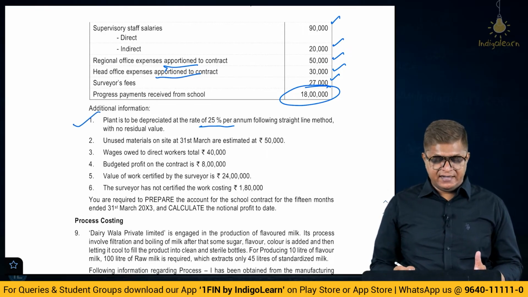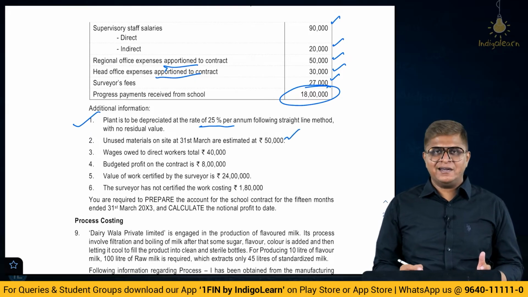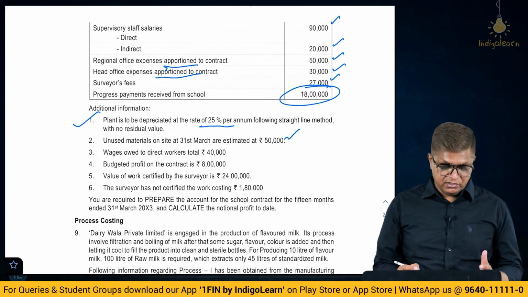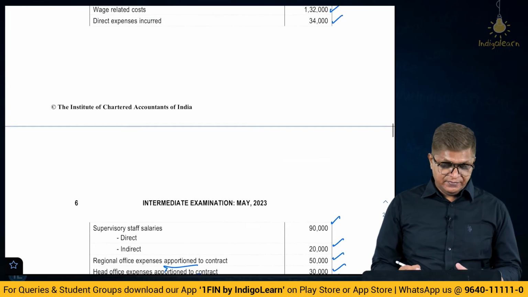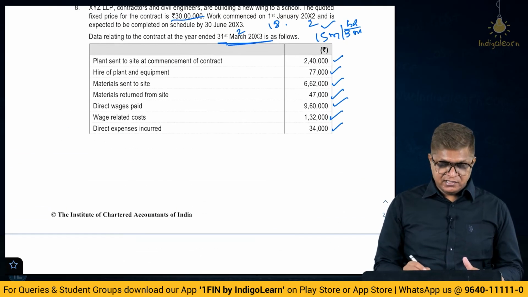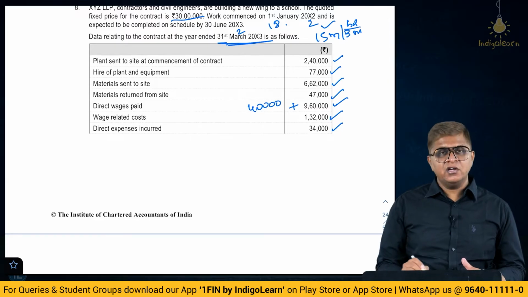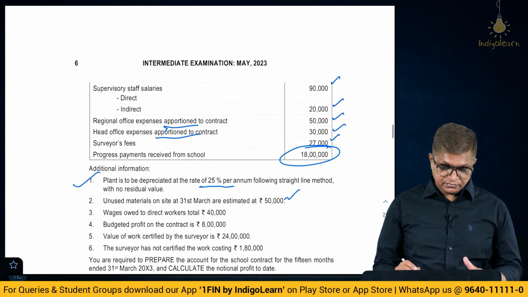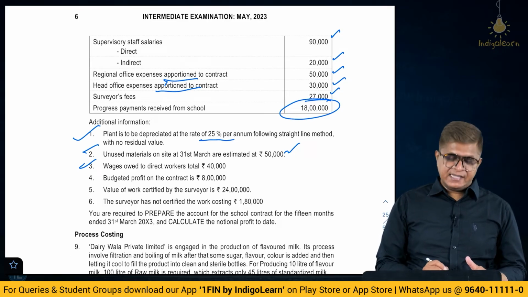Unused material on the site at 31st March is estimated to be 50,000. So this will be the closing material at site, credited to the contract account. Wages owed to direct workers total 40,000. So they have indicated direct wages paid is 960. To this 960 we need to add the outstanding amount of 40,000 payable. Budgeted profit for the contract is 8 lakhs.